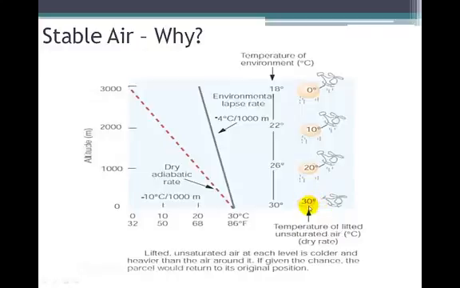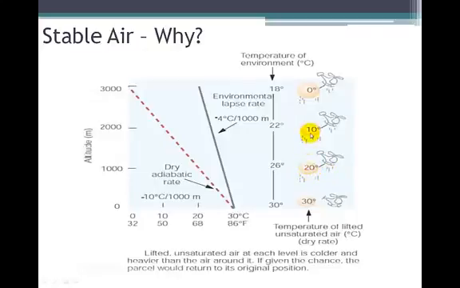So if it starts at 30 degrees and it's forced to rise up 1,000 meters, it cools off at the dry adiabatic lapse rate of -10 degrees per 1,000 meters, so it cools down to 20 degrees Celsius. When we compare that to the surrounding air temperature, the actual air temperature, we see that that air parcel is colder than the actual air. So we have what's called a stable environment.